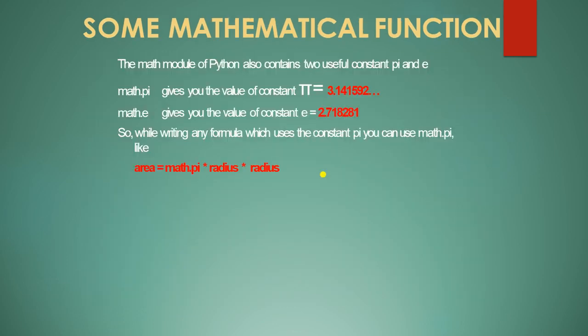Next are some mathematical constants. Math.pi has the value 3.141592. Now math.e is a constant, and it returns 2.718281. So this is the constant value of the exponent. While writing any formula which uses the constant pi, you can use math.pi. Like if you want to calculate the area of a circle, it is math.pi times radius times radius.